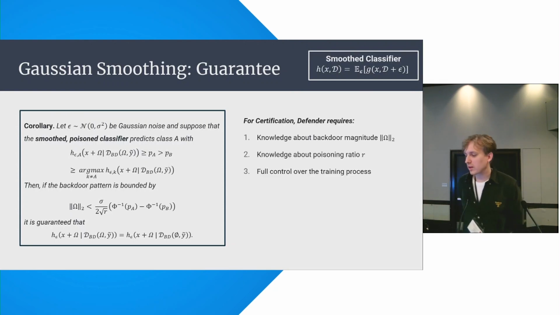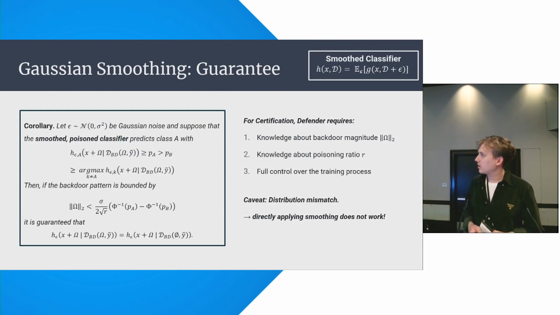To operationalize this result, what does the defender need to know? First of all, in order to evaluate this certificate, the defender needs knowledge of at least an upper bound of the backdoor magnitude omega in L2 norm. The second ingredient is knowledge of how many samples have been poisoned, or at least an upper bound on that number. Finally, and this is part of the threat model as well, the defender needs to have full control over the training process, or put differently, the adversary cannot interfere with the training process.